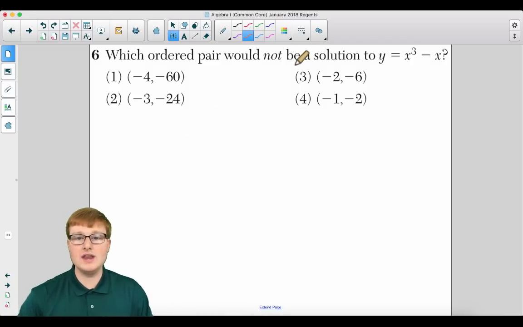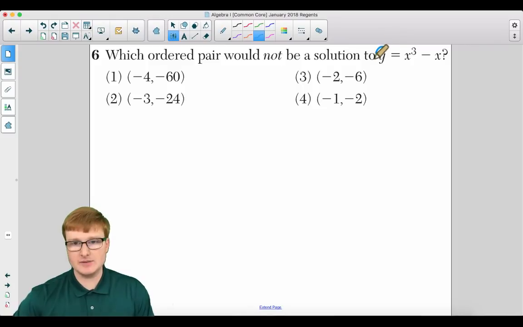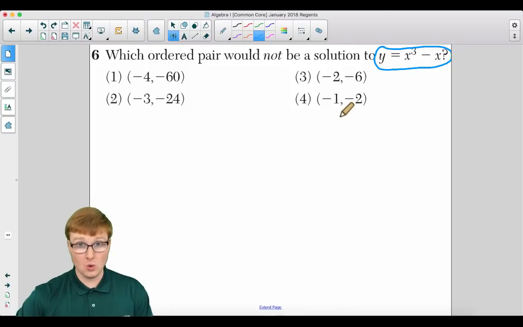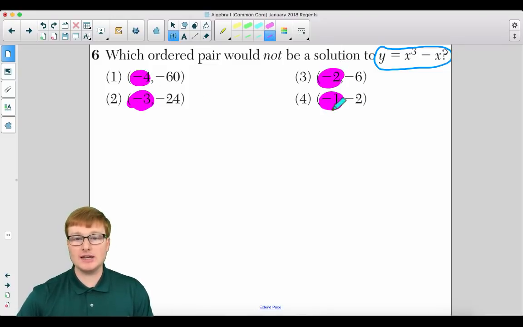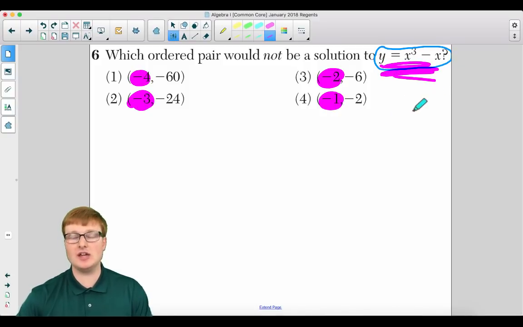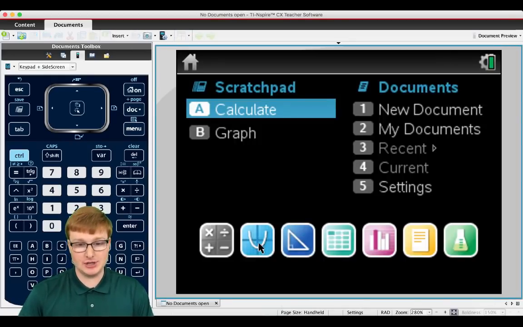Which ordered pair would not be a solution to y equals x to the third minus x? All right, this is not a bad question. You could do two things. Either you could graph this in your graphing calculator, or you could take each individual x value of -4, -3, -2, and -1, plug it in by hand into this equation, and see which y value is not corresponding. So I'm going to go to my graphing calculator first because that is my go-to.